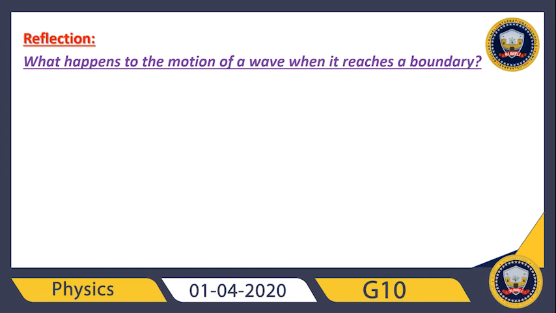Have you ever thought about what happens to the motion of a wave when it reaches a boundary? You know the boundary, when it reaches a limit, when it strikes a wall. What happens to the wave? Will it come back in the opposite direction? Will it reflect? Does it depend on the boundary? So let's see.